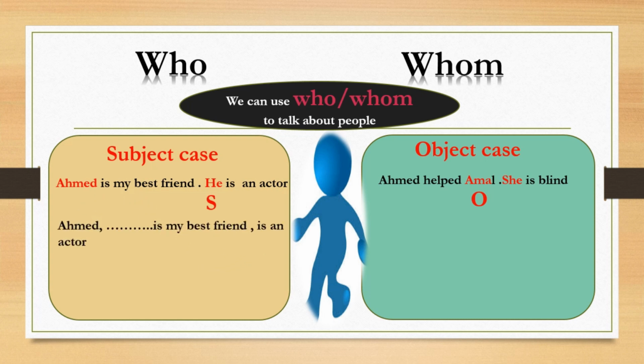Example: Ahmed is my best friend, ___ is an actor. So he refers to Ahmed, which is subject case, so we replace it by who. Whereas Ahmed helped ___ is blind, so Amal is object case, so we have to use whom.